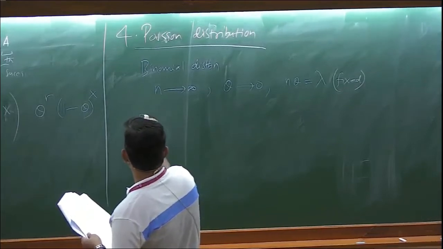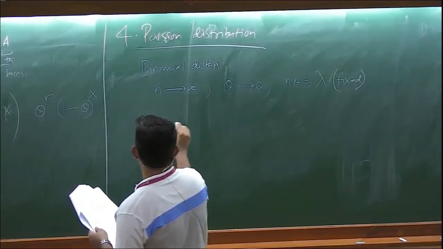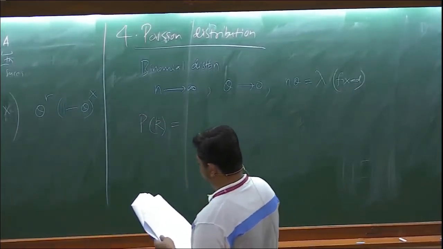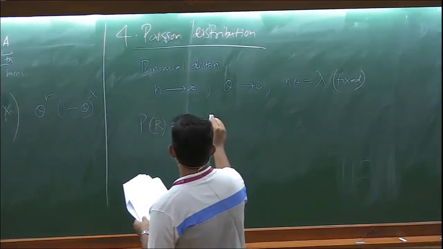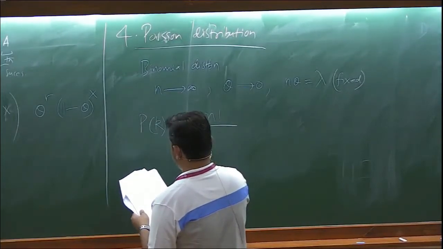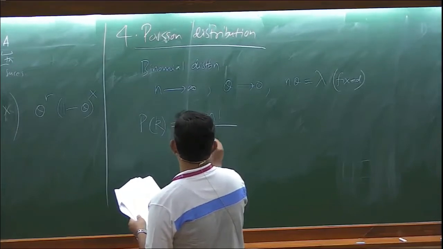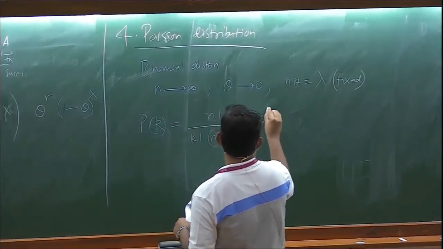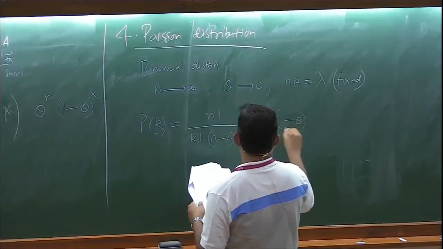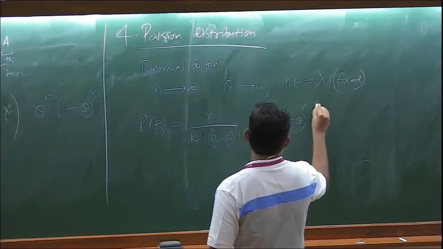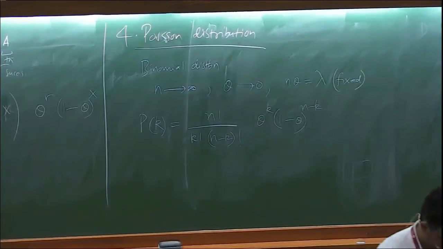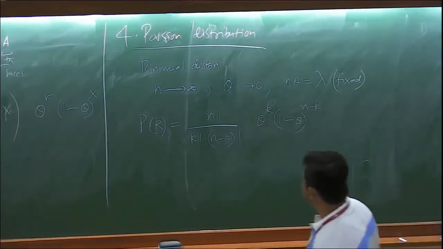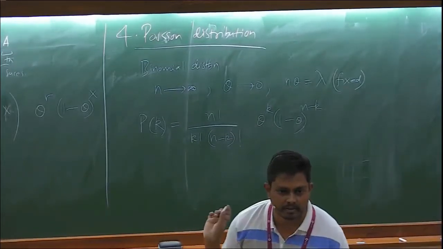One can just find out. If you want to find out the probability of k successes, that is just n factorial by k factorial times n minus k factorial, and then it's theta to the power k and 1 minus theta to the power n minus k. Have people done this? I can skip this and just write the result.